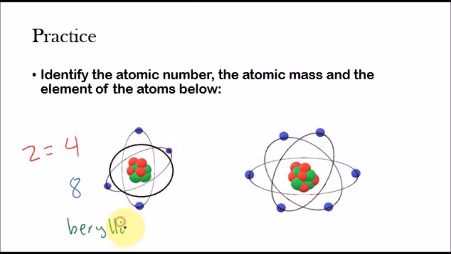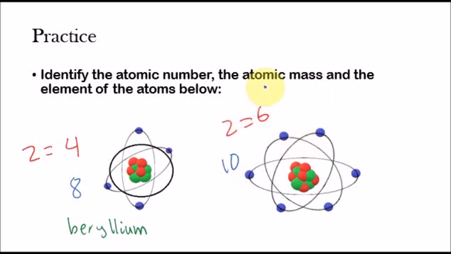Okay. Now let's look here. So the atomic number, let's look. So 1, 2, 3, 4, 5, 6. Yeah, so the atomic number is 6. The atomic mass is going to be the number of protons plus the number of neutrons. I think we have 1, 2, 3, 4 neutrons. So 6 plus 4 is 10. So the atomic mass is 10.